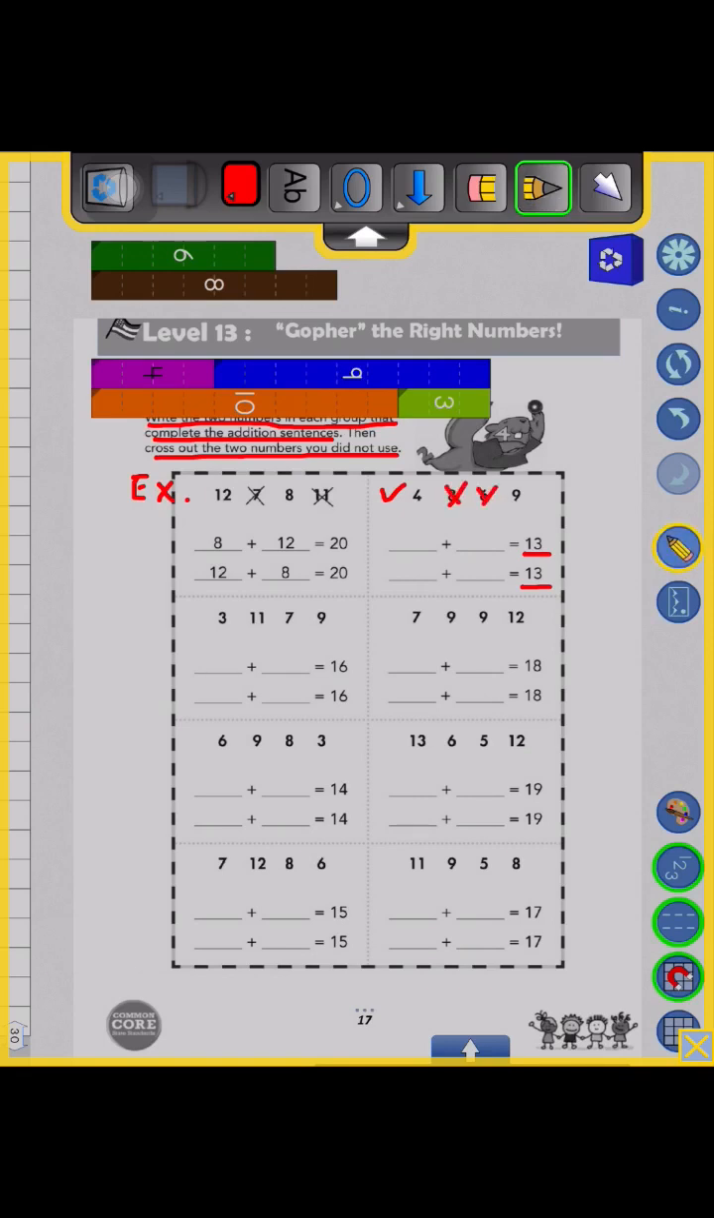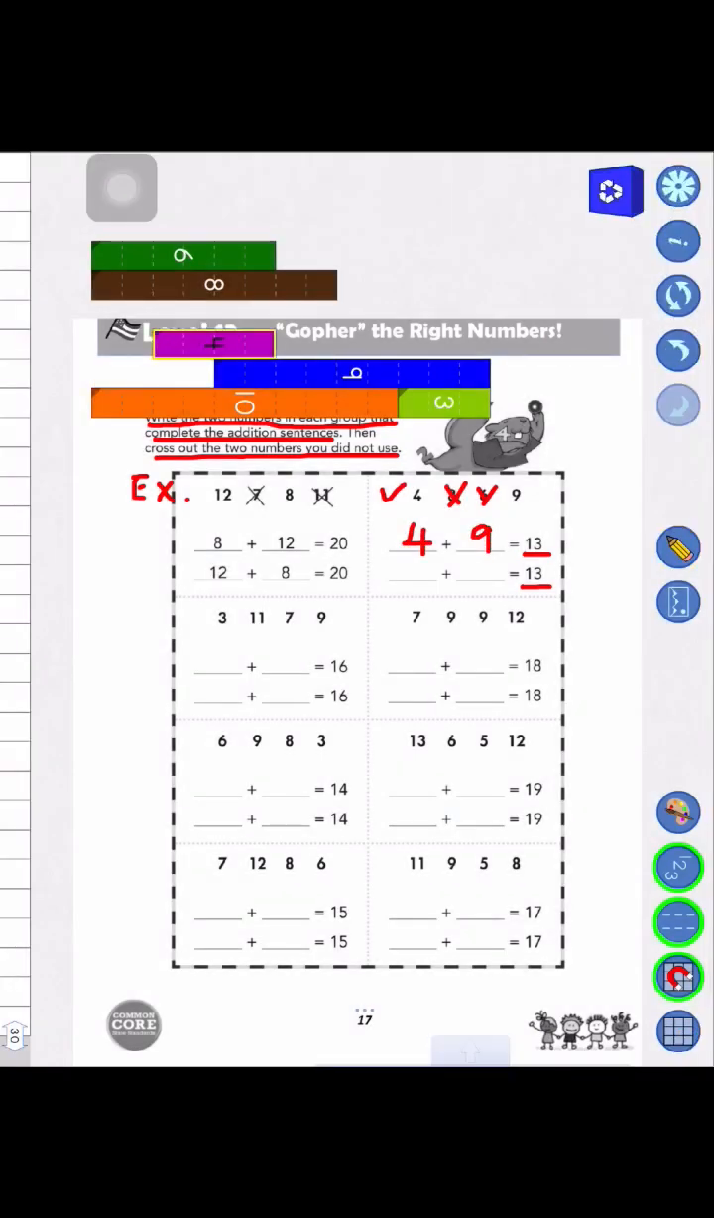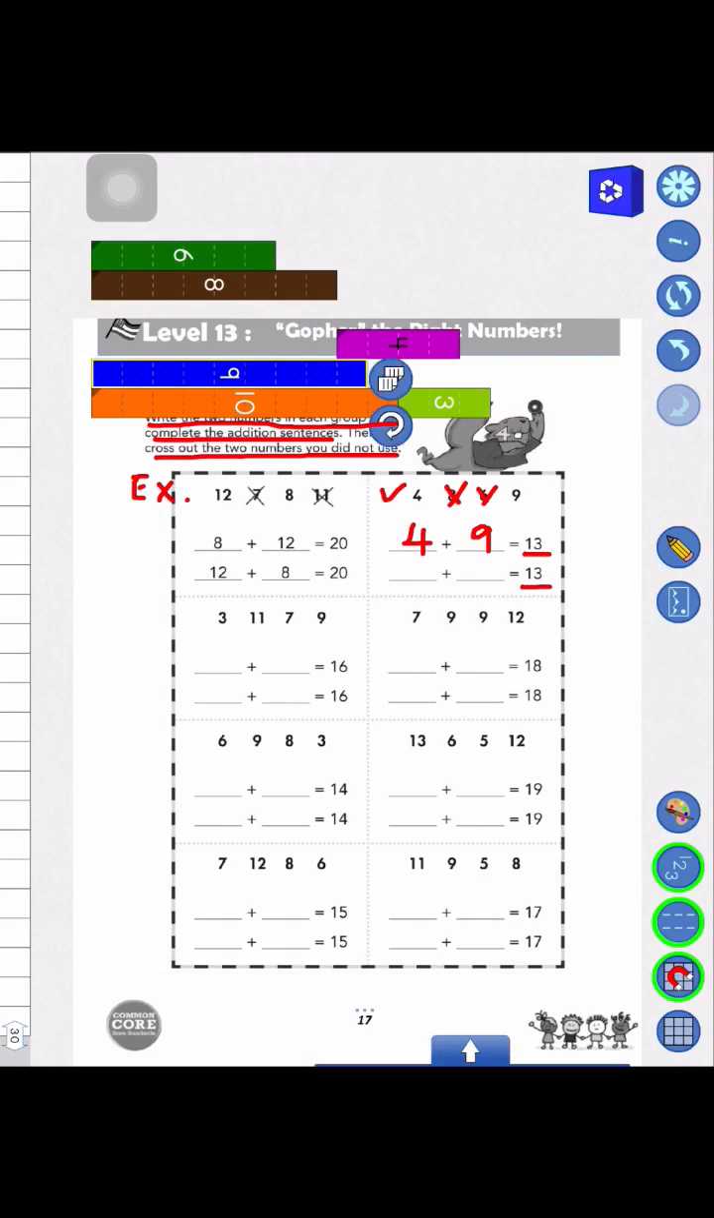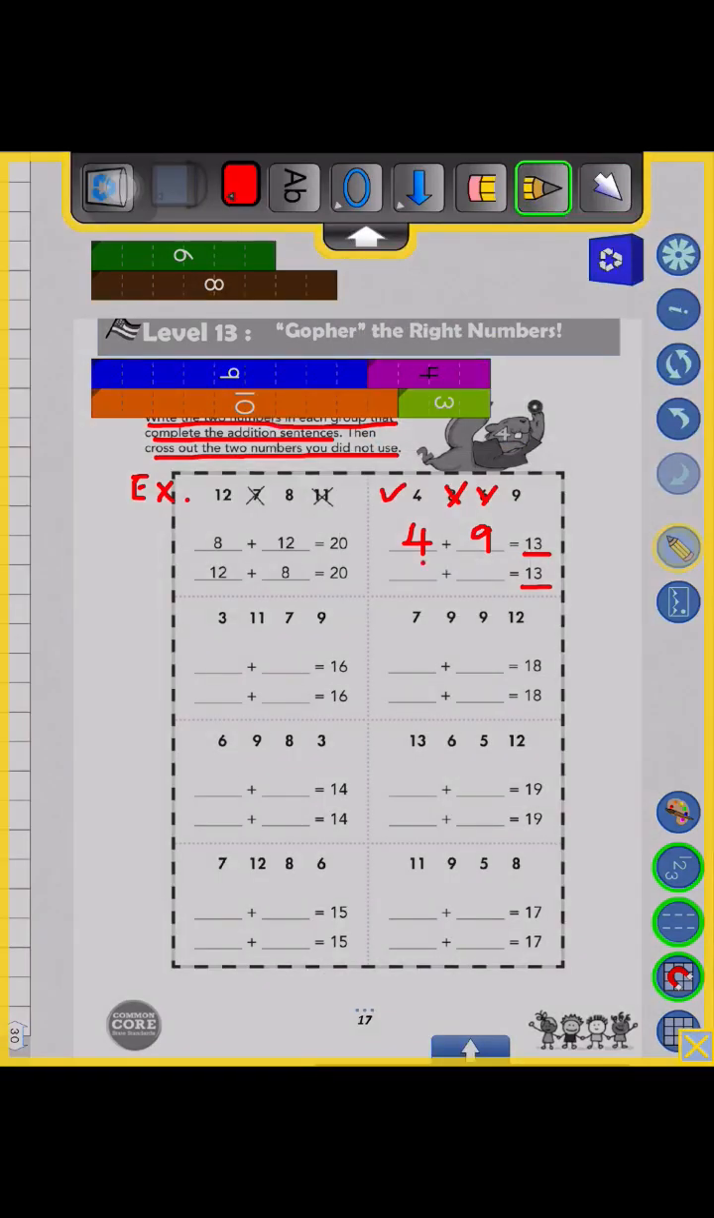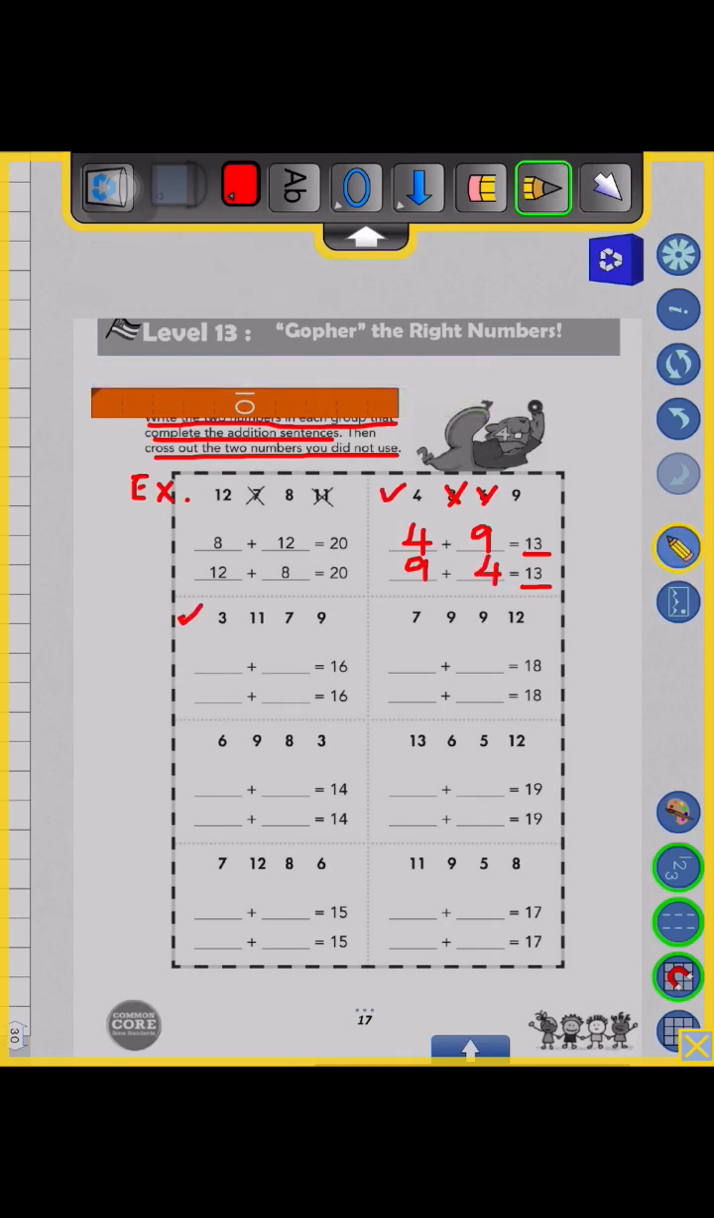And then we need to complete the addition sentence. 4 plus 9 equals 13, and also 9 plus 4 equals 13. Okay, and then we move on to the next question.